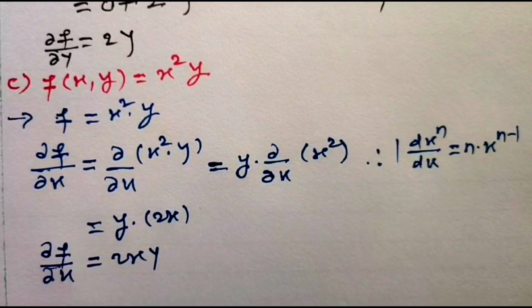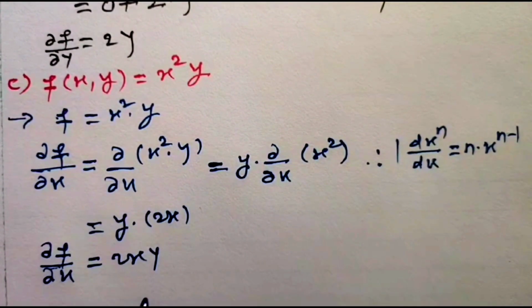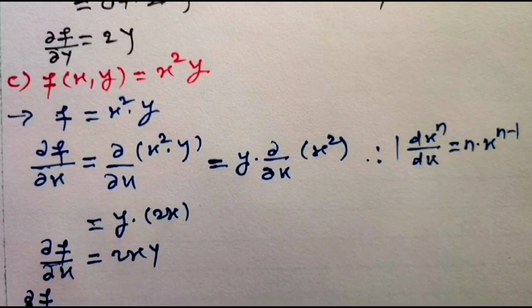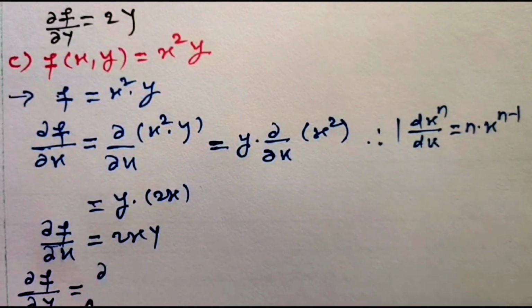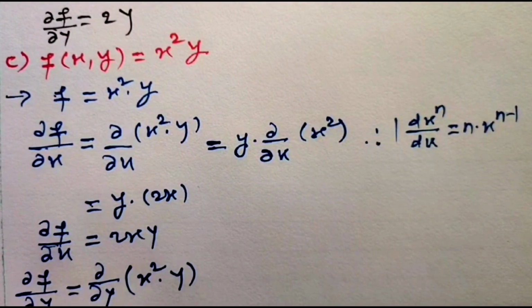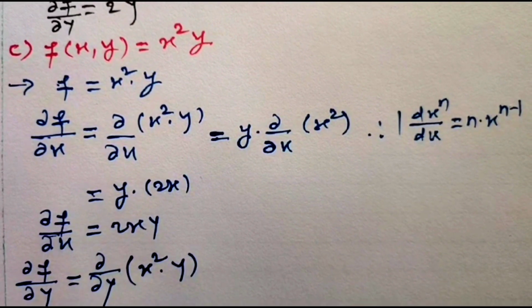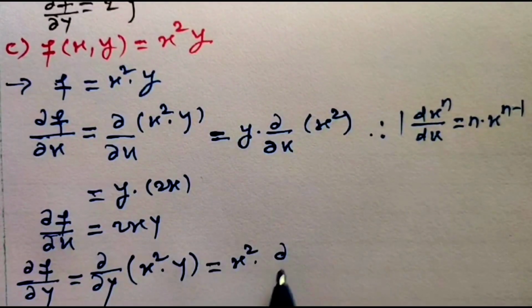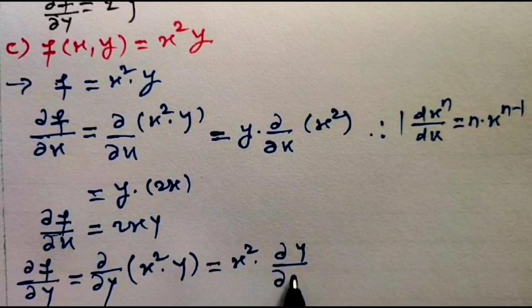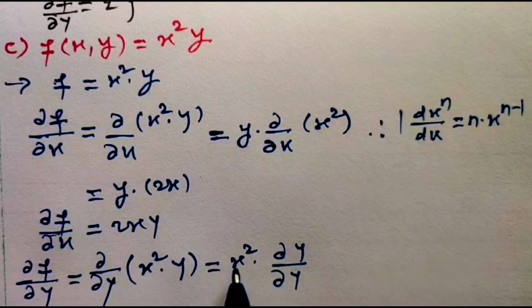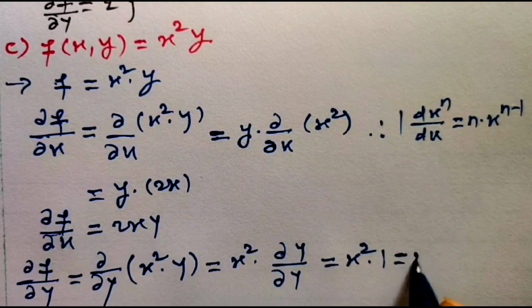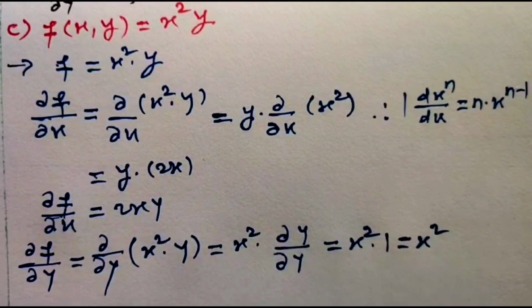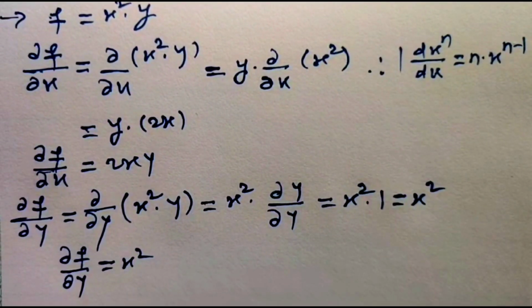Now we have to find out partial derivative of f with respect to y. So partial derivative of f with respect to y is equal to partial derivative with respect to y of x square into y. We are differentiating with respect to y, means considering x as constant. So this x square becomes constant coefficient of y, and this can be written as x square into partial derivative of y with respect to y. Dou y gets cancelled. So x square into 1, which is equal to x square. This is partial derivative of f with respect to y. Let us solve next sum.